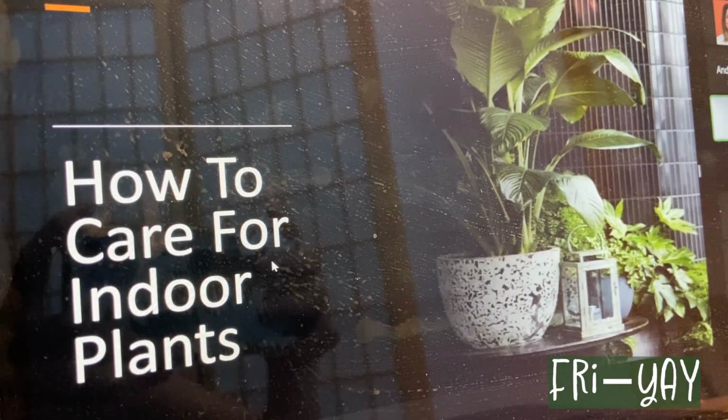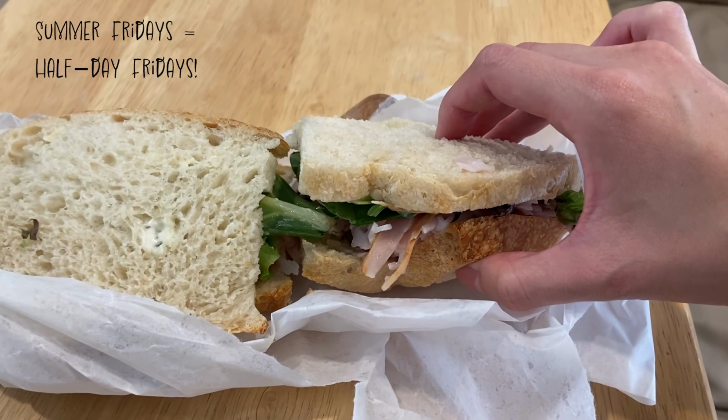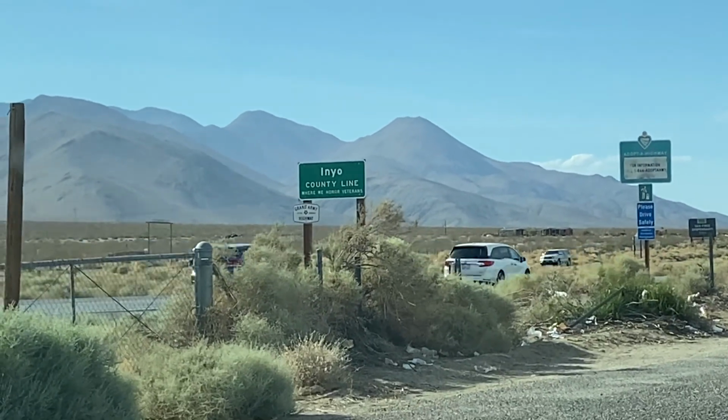On Friday morning, I learned how to take care of indoor plants. We have summer Fridays, which means we get off at 1 p.m. So we started the four-hour drive to Inyo National Park.